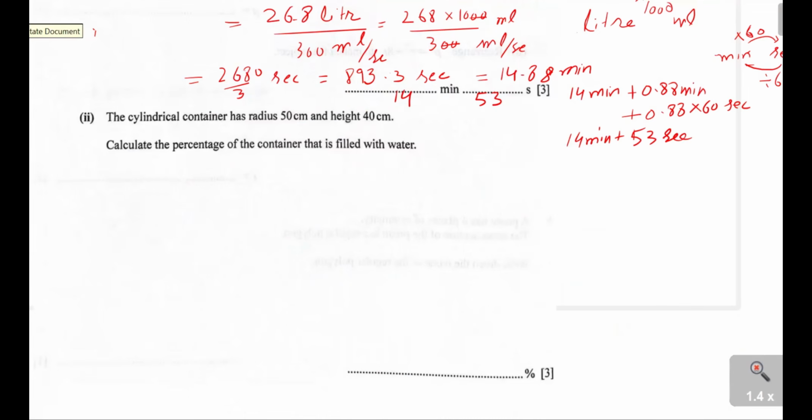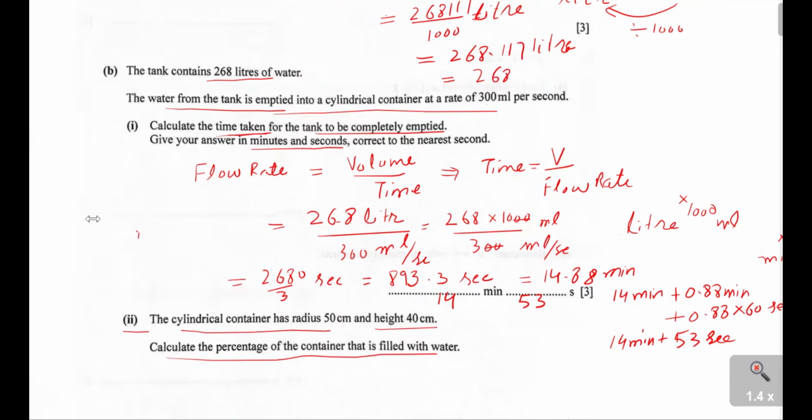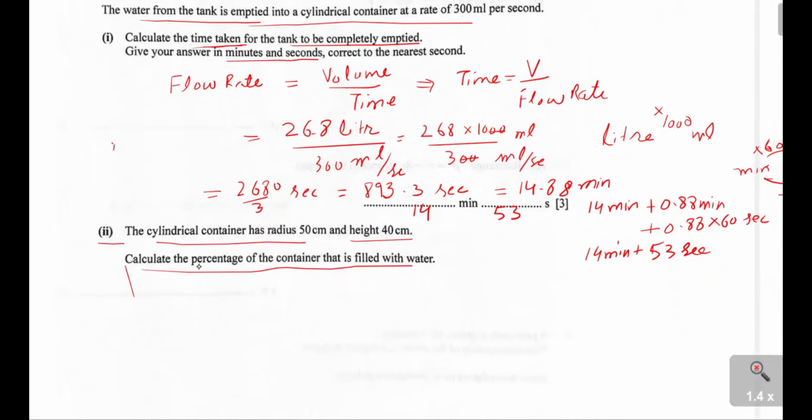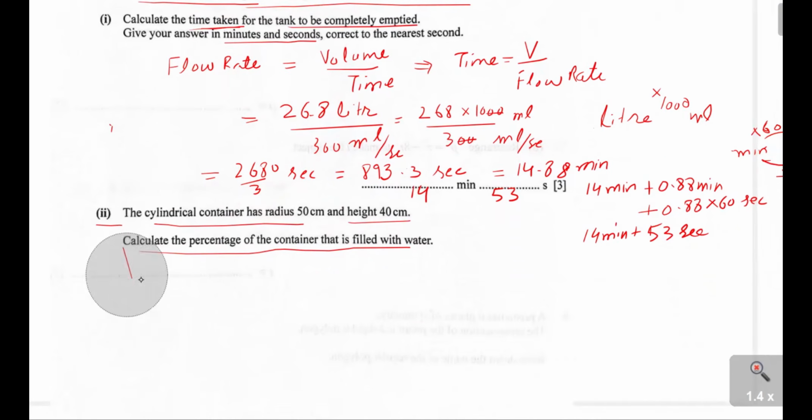Next question. Part second, the cylindrical container has radius 50 centimeters and height 40 centimeters. Calculate the percentage of the container that is filled with water. Look here, the total water in the tank is 268 liters. And the cylindrical container volume we will calculate firstly.